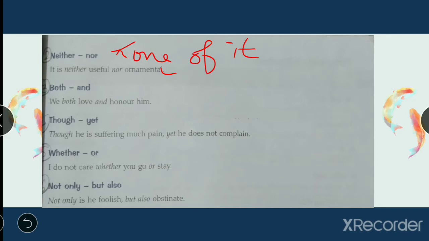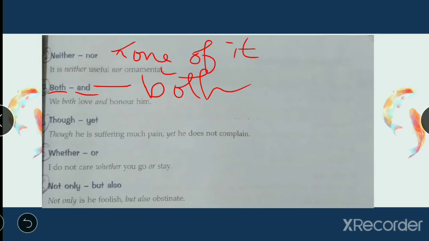Okay, now next, both and. What is the meaning of both and? We both love and honor him. Okay, so both and, if I say I want both, I want both a book and a pen. So I want book also, I want pen also. Both the things you want, right? So that is why you use both and. If you're using both, you have to use and also. Clear? And you're going to use and between the two words that you are asking for. Clear? Or you are telling.